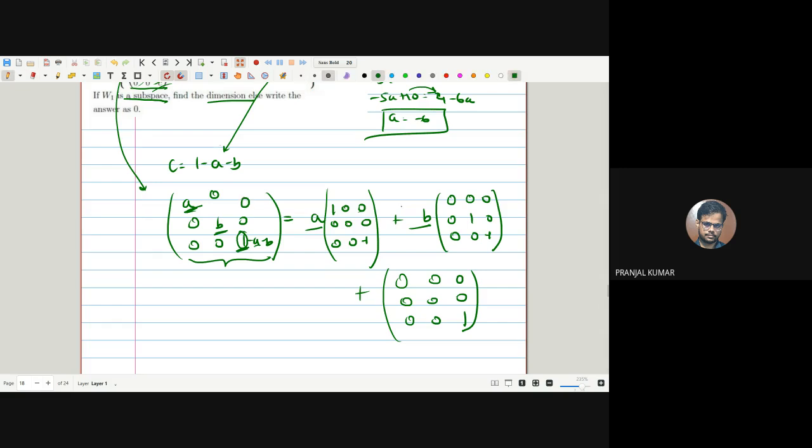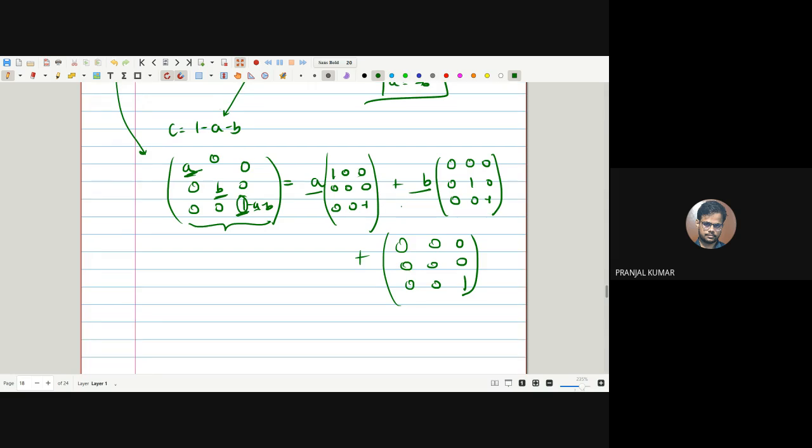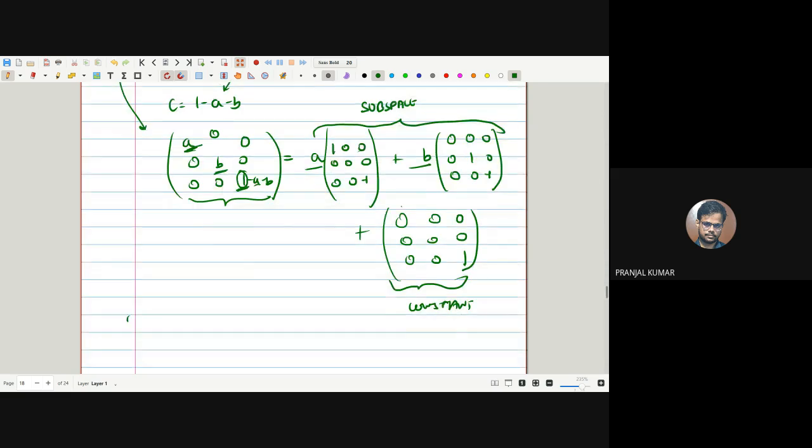So now you can see that this part is actually a subspace, and this is a constant. In your week 7, you will see that an affine subspace is nothing but a subspace plus a constant. So the dimension of an affine subspace is the same as the dimension of this subspace, which has two basis vectors.